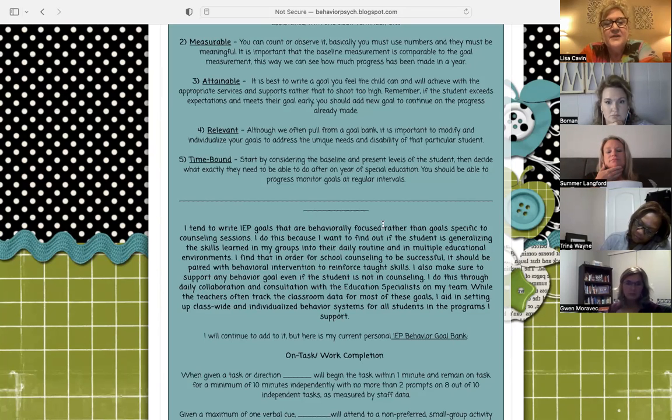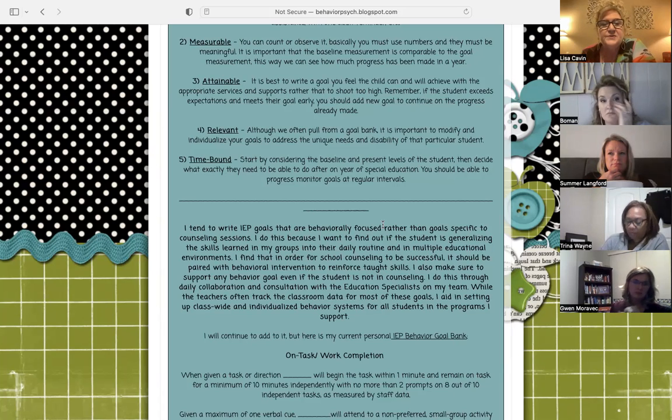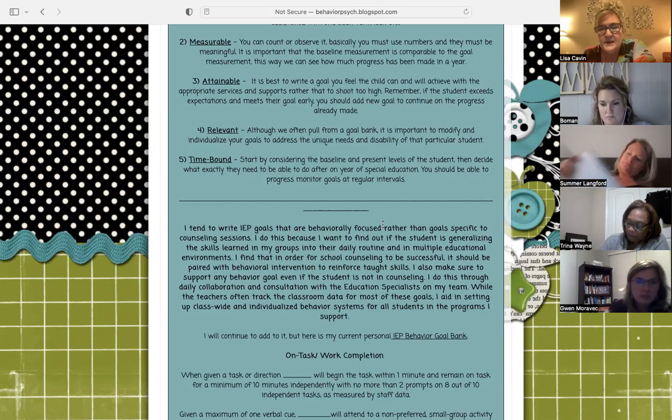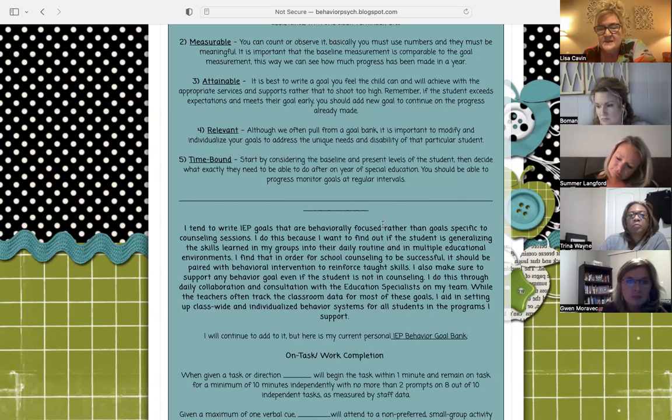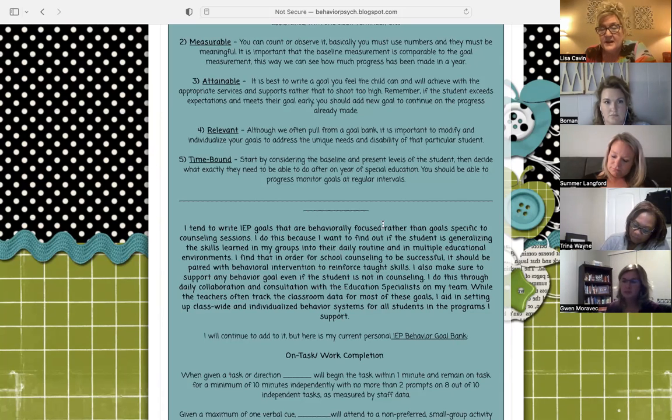The R is for relevant. Although we often pull from a goal bank, it's important to modify and individualize those goals so that they're meaningful to the individual student. We don't want all of our goals and objectives to look exactly alike. And this is something that TEA is sensitive to when they start to do an audit. If every goal looks exactly alike for every student, every objective is exactly alike, then the individuality of our IEPs is absent. So we want those to be individualized and to be very relevant to the individual student.